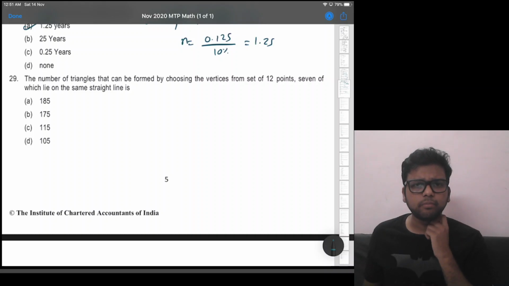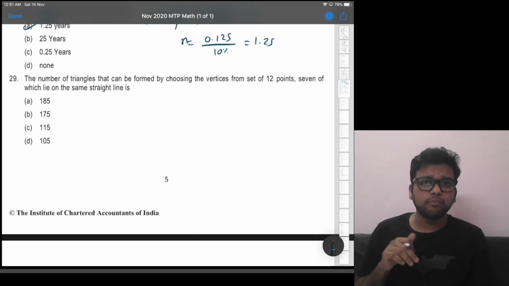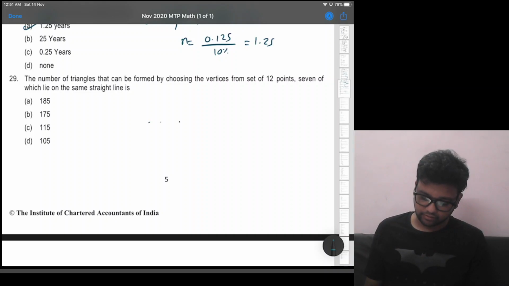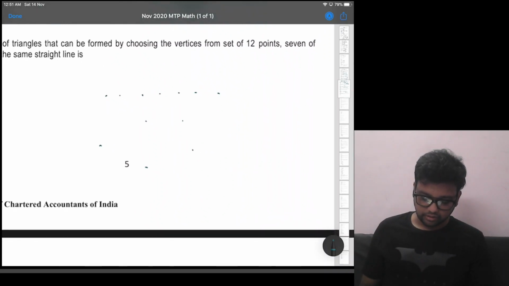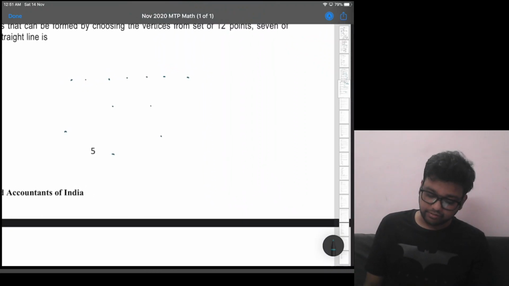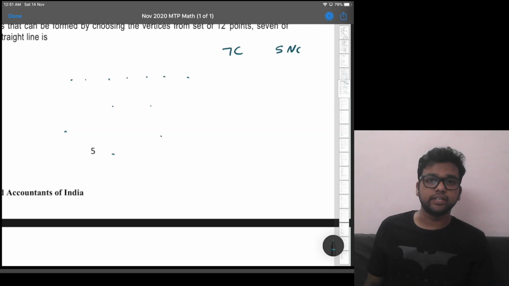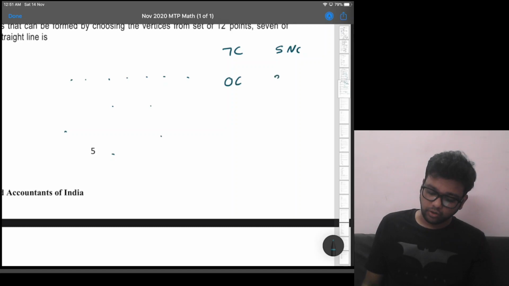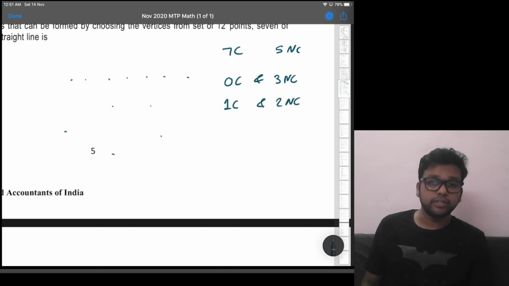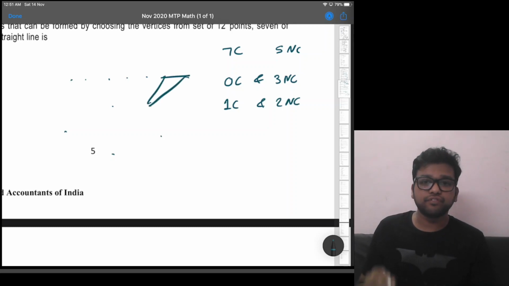Number of triangles that can be formed by choosing vertices from a set of 12 points, 7 of which lie on the same straight line. 7 are on a straight line, 5 are non-collinear. For a triangle we need 3 points. Concentrate. We have 7 collinear, 5 non-collinear. We need 3 points. They can be either 0 collinear and all 3 non-collinear, or 1 from collinear and 2 from non-collinear, or 2 from collinear and 1 from non-collinear. This is also a way of forming a triangle, right?